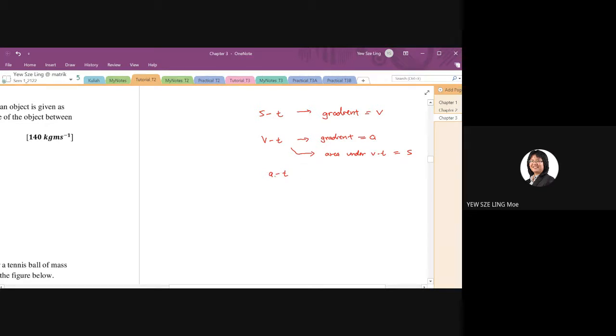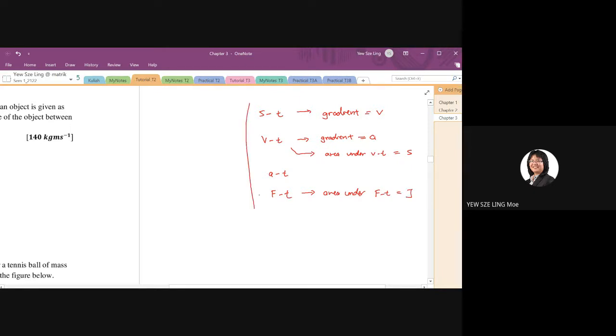All right, but the question, I don't think it's in our syllabus, so that one we ignore first. So in this chapter, what do we have? We have an F-T graph. So for the F-T graph, what is the information that we have? We have the area under the graph. The area under the F-T graph is equal to the impulse.